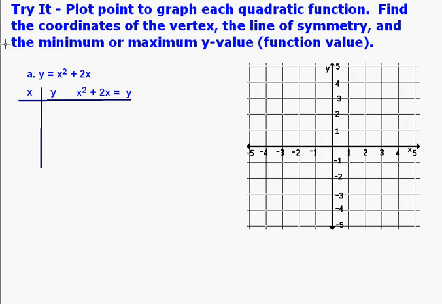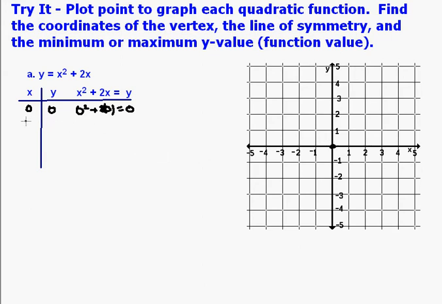You're given the equation y equals x squared plus 2x. What we want to do is determine a set of points from which we can then draw the graph. So let's use numbers for x that are easy to plot. The very easiest one to start with is 0. So let's let x be 0. If I plug 0 in for x, 0 squared plus 2 times 0, 0 plus 0 is 0. So our very first point is 0, comma 0.